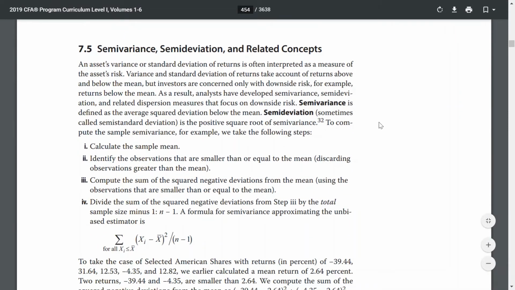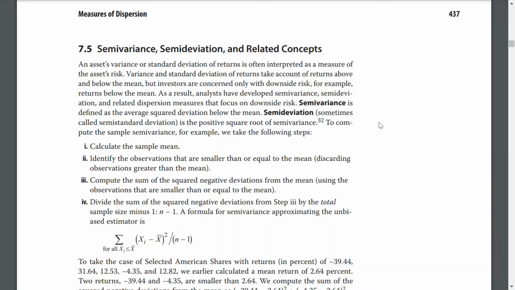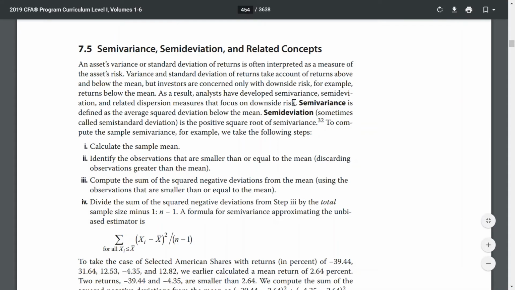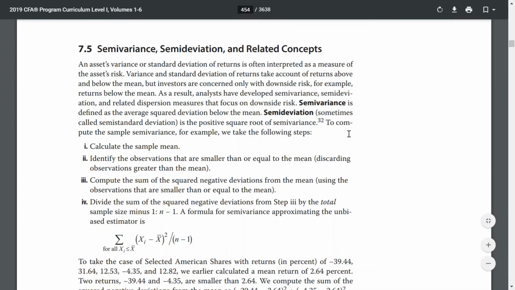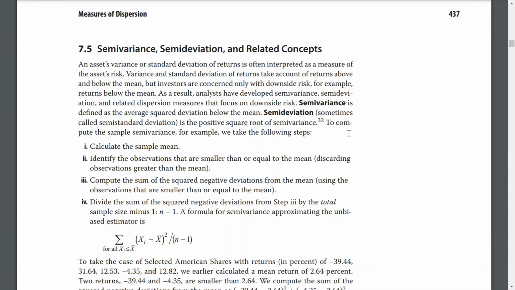7.5 Semi-variance, semi-deviation, and related concepts. Quite a heavy chapter as well. An asset's variance or standard deviation of return is often interpreted as a measure of the asset's risk. Variance and standard deviation of return account for returns above or below the mean, but investors are concerned only with downside risk, for example, risk below the mean. As a result, analysts have developed semi-variance, semi-deviation, and related dispersion measures that focus on downside risk.